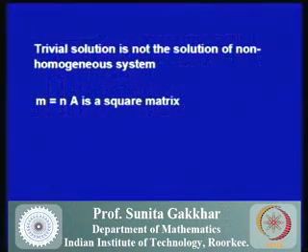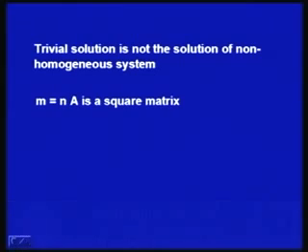Now, the trivial solution is not a solution of a non-homogeneous system. This is obvious because a non-homogeneous system will have at least one equation having a non-zero entry on the right hand side. So that particular equation will not be satisfied by a trivial solution. Now for a non-homogeneous system we may have no solution also. So now we will consider a special case where the number of unknowns and the number of equations are equal. So in that case, the coefficient matrix will become a square matrix.